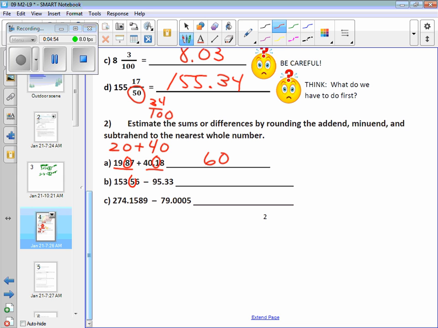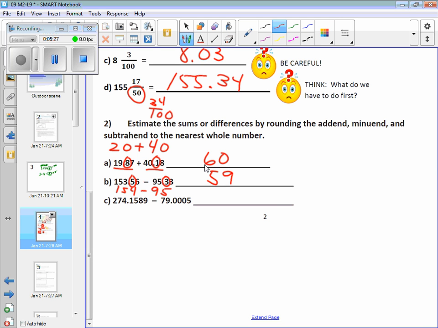Isabel, ready? Raise the score or let it rest? Make this 154. Karen, raise the score or let it rest? Do 159 minus 95 and tell me what you get. 59 is good.